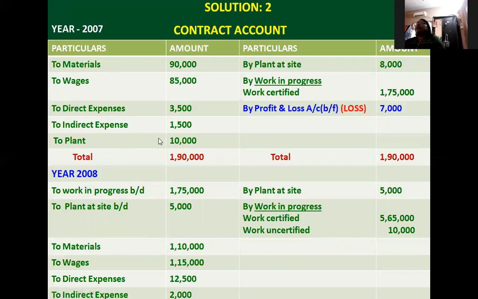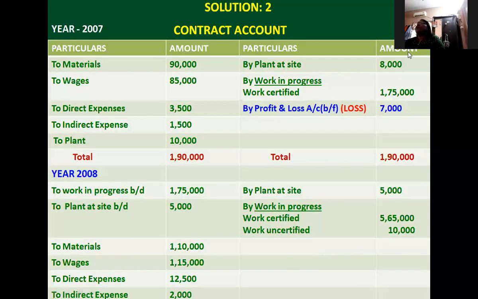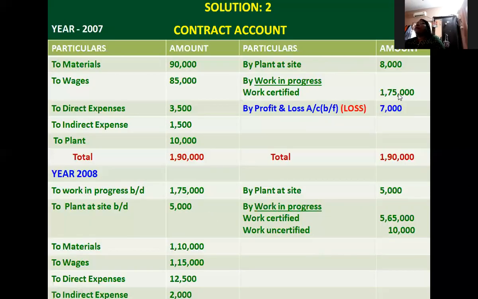I started the year 2007, and the value of the plant was 10,000. And on the credit side, by plant at site, it was mentioned here as 8,000 as per the problem. Look at this line. The value of the plant at the end of 2007 mentioned in the problem is 8,000. So the same thing I credit over here. By work in progress, as per the problem, the work certified is given as 1,75,000. The same I credited here.